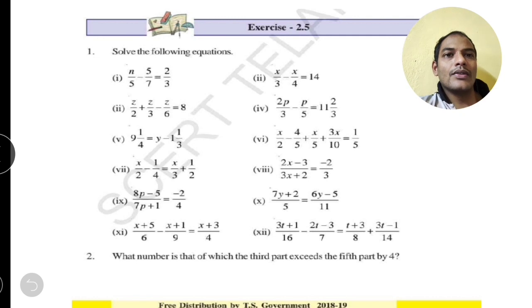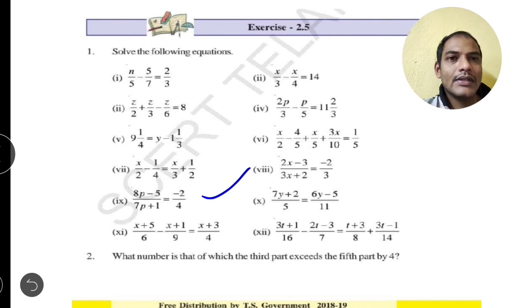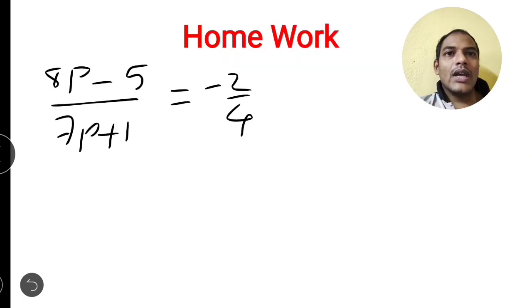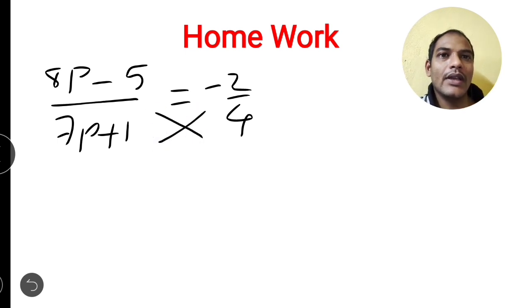Yesterday I gave two problems for homework. The 9th one is one of the homework problems: (8p minus 5) divided by (7p plus 1) equals minus 2 by 4. So we have a fraction on the left side of the equal symbol and on the right side of the equal symbol. Very simple, let's do the cross multiplication.